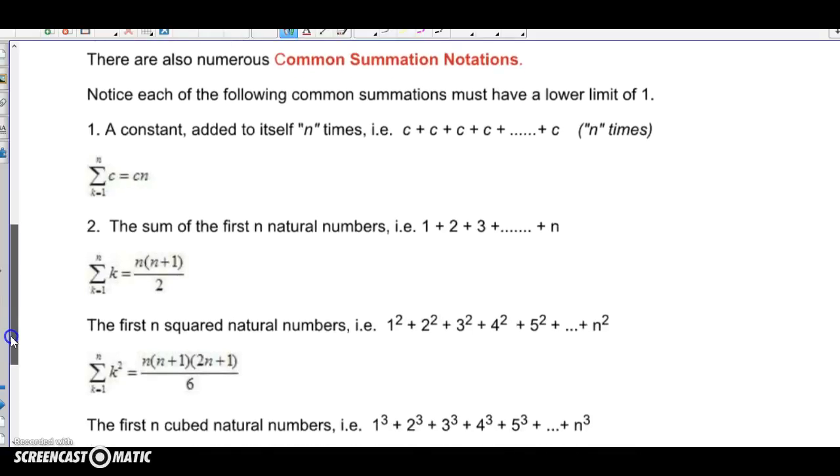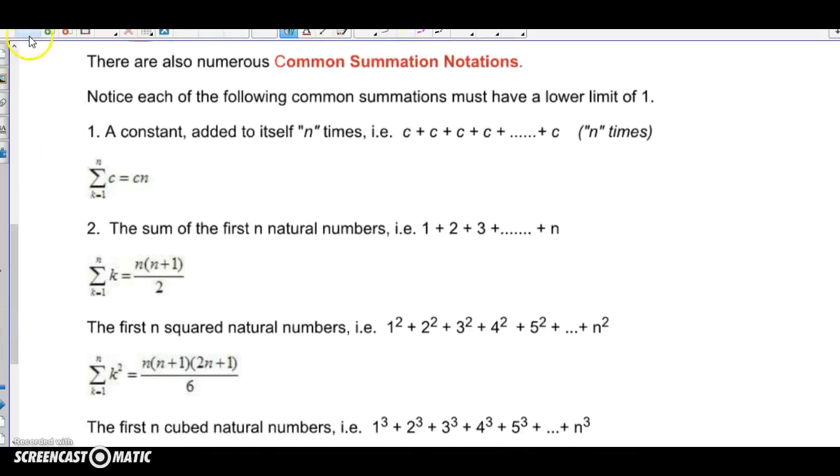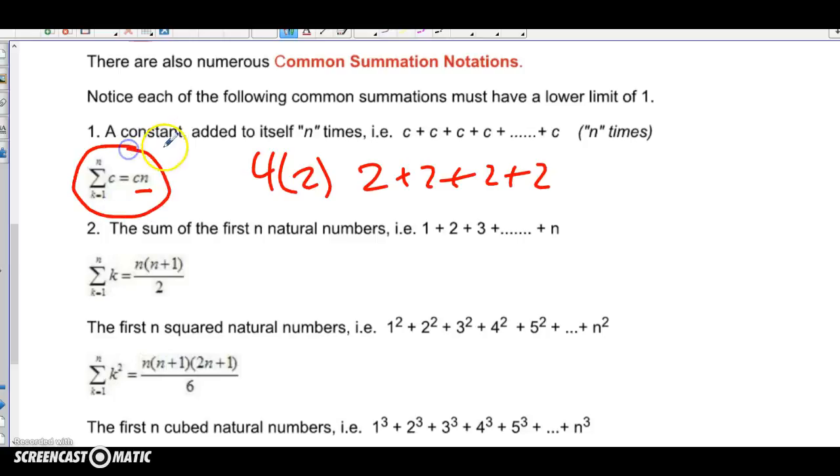Common summation notations. You have this one here, a constant added to itself n times. That's when you just keep adding something, so it's going to be 2 plus 2 plus 2 plus 2. This is saying that if you do that 4 times, that's the same as 4 times 2. Very straightforward, but I think the key is to play around with these and understand what this is saying to me.